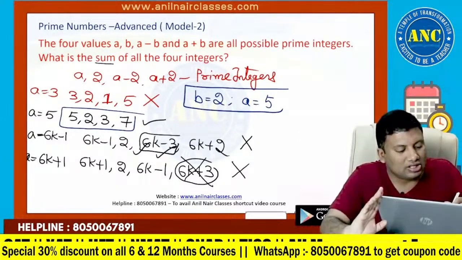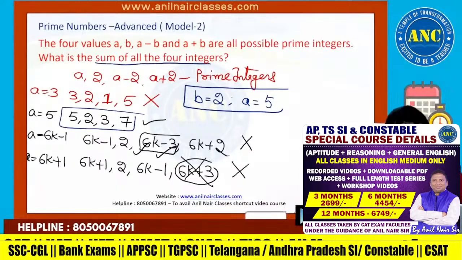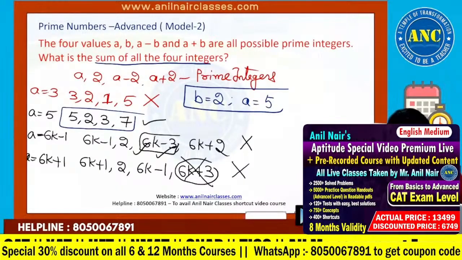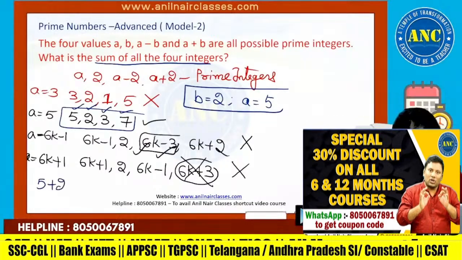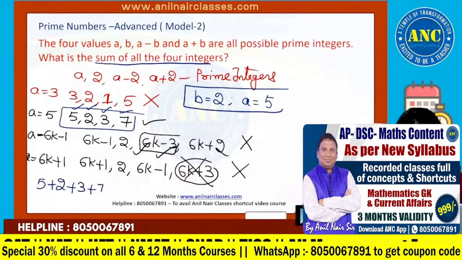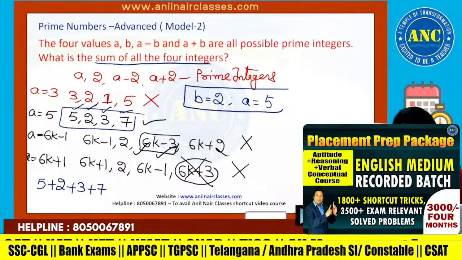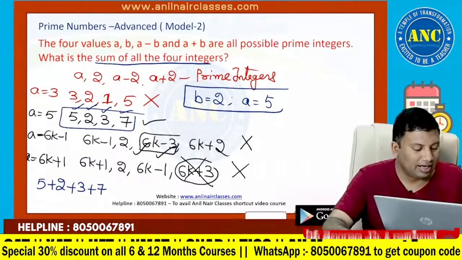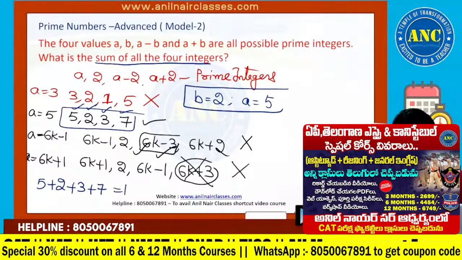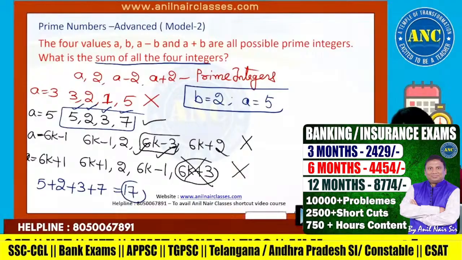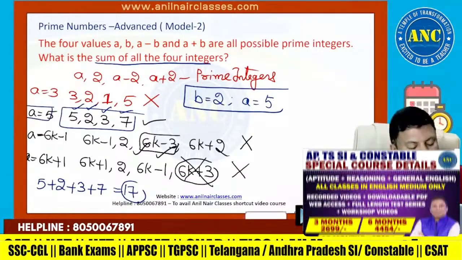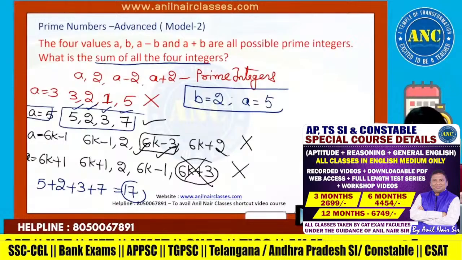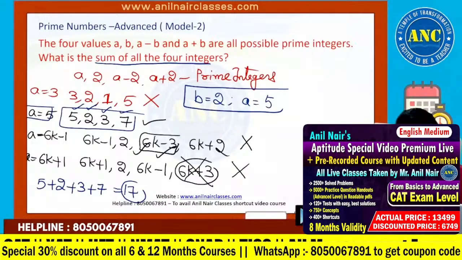But the question is, find the sum of all the 4 integers. The 4 integers are 5, 2, 3, 7. The sum is nothing but 5 plus 2 plus 3 plus 7. I hope the idea is clear. So the answer is nothing but 17. A is 5 and B is 2. 5, 2, 5 minus 2, 5 plus 2. 5 plus 5, 10, 10 plus 7, 17.